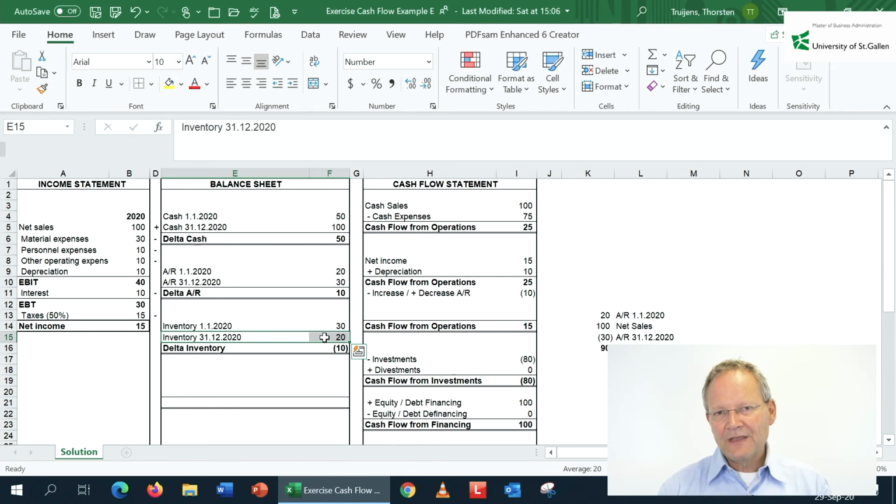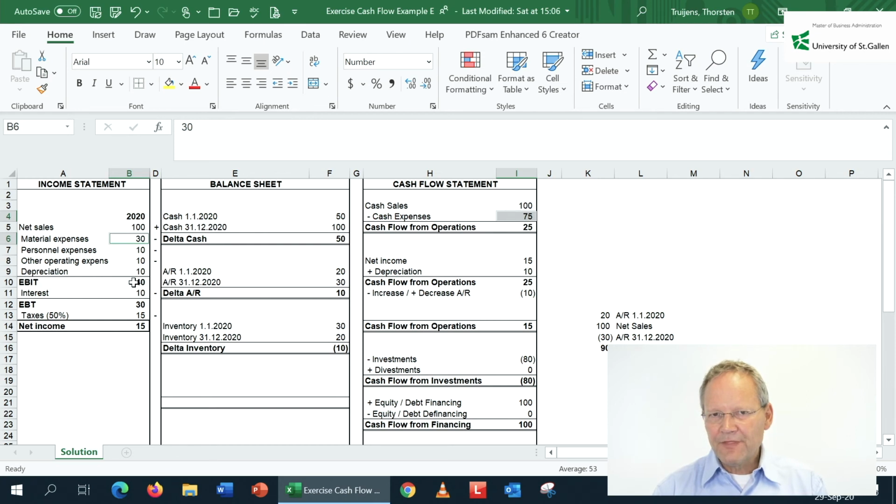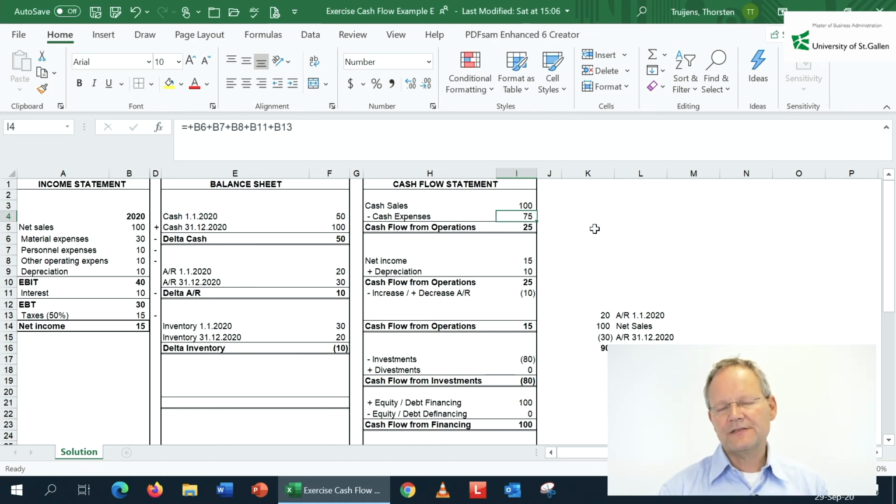So what does that mean? Your cash out for beer was for 20 beer bottles in the year 2020. Now, if you remember how we calculated those cash expenses, we included in those cash expenses the full material expenses of 30. Now we're finding out our cash out for beer is only 20. So what does that mean? We deducted 10 too much in here.